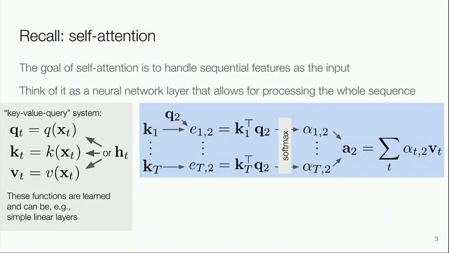I compare the query to all the different keys using a dot product to measure similarity, use a softmax to get some normalized weights, and then I produce my output as a weighted sum of all the different values, weighted by those alphas that I've found. Okay, so that's the basic setup for what this attention mechanism looks like.